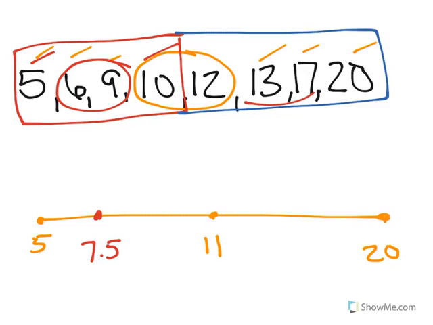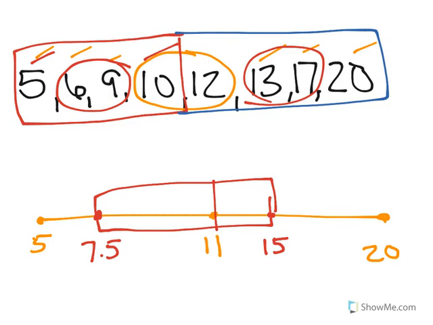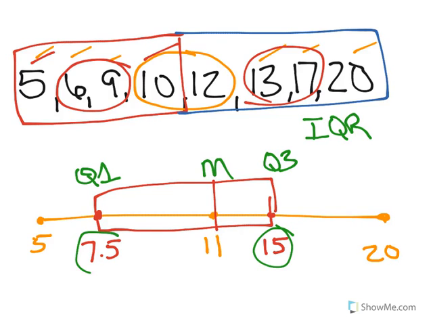Cross and cross. Two numbers in the middle, 13 and 17. Add them up, you get 30. 30 divided by 2 is 15. And then we have our box plot. Here's my Q1, my Q3, and my median. If I wanted to know my interquartile range, I would subtract 15 by 7 and a half and get 7 and a half.